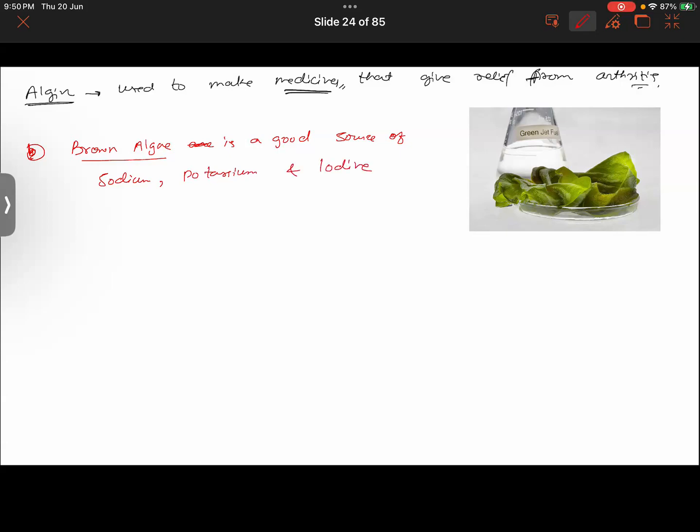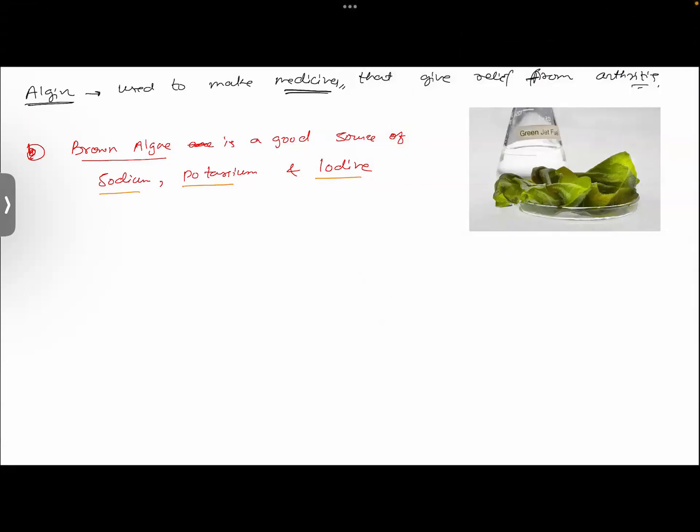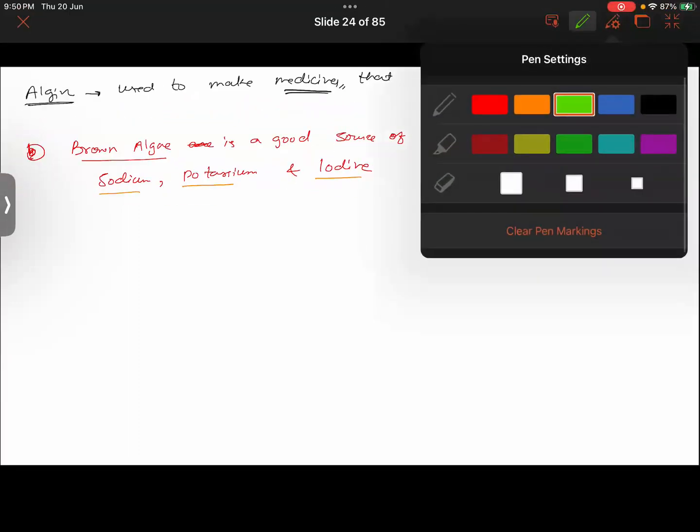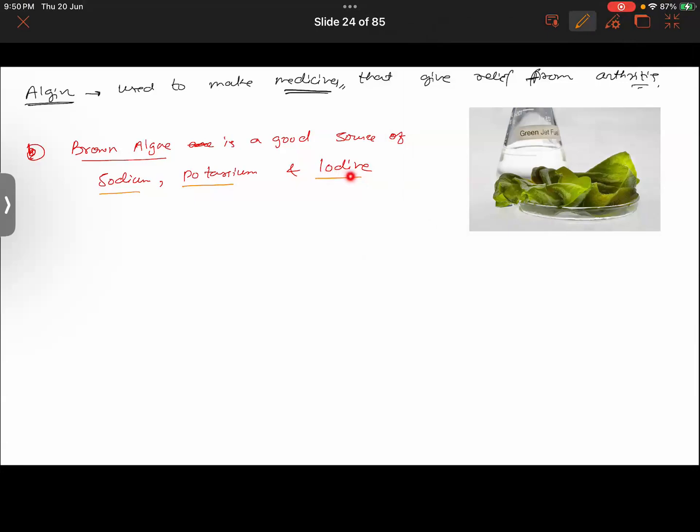So these are the important minerals that your body requires. Some amount of minerals is required by your body for proper functioning. Getting it? For example, iodine is important for the proper functioning of your heart, and for making a hormone called thyroxine. Similarly, sodium is also important for the good health of the nervous system of your body. So these are the important minerals your body requires, like sodium, potassium, and iodine. By consuming brown algae, our body can get this.